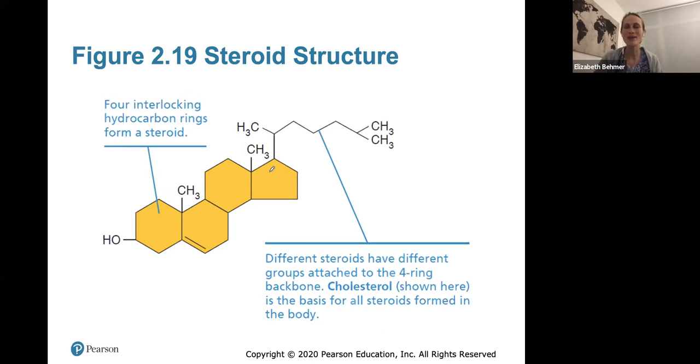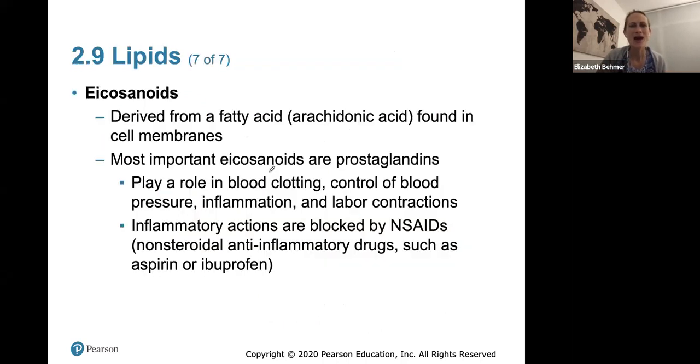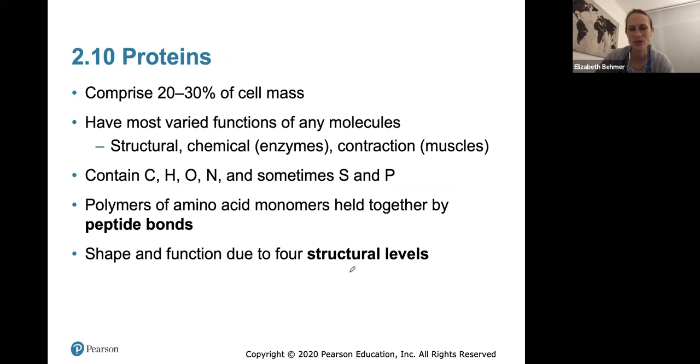To take a step back for a second and think about these atoms, the way that atoms come together and form different structures in space is what will give properties to steroids or cholesterols or lipids. So it's just kind of fun. Icosanoids, I'm going to skip over because I don't think you need to know these. They include prostaglandins. They play a role in blood clots. They have an inflammatory action that is blocked by NSAIDs. I don't even show a picture of icosanoids, so don't worry about those too much.